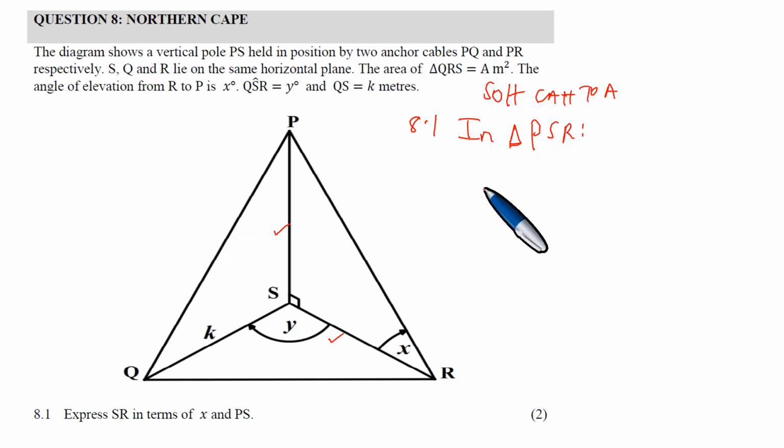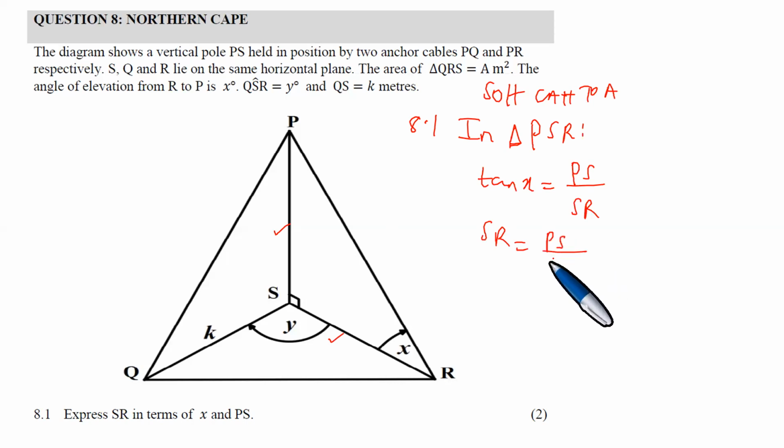So we have at this point the tangent of the angle X. The tangent of X is the opposite, which is actually PS, over the adjacent, which is exactly SR there. And so we are interested in finding SR, which means therefore we have SR, which is actually PS divided by the tangent of the angle X.